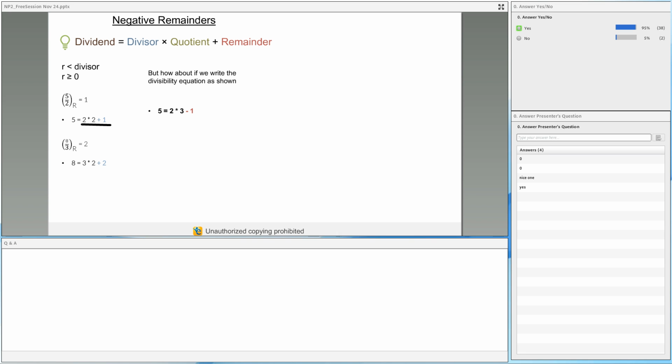Don't think of it in terms of quotient and remainder now. I'm just asking in the form of an equation. It's possible, right? I'm dividing 5 by 2, and I need to express 5 in terms of this, so let me write it like this. Similarly, I can write 8 as 3 into 3 minus 1, right? 3 into 3 is 9, minus 1 gives me 8. Now this is where the negative remainders come into the picture. So this minus 1 out here, this minus 1 out here, these are known as negative remainders.